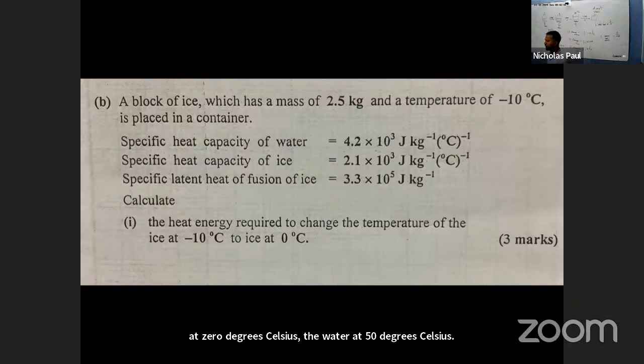I think it was finding the total energy required. Part four, finding the total. So listen again. Part one, we did it already. Part two, find the heat energy required to melt the ice. Part three, find the heat energy required to change the temperature of the melted ice, water at 0 to 50 degrees. And part four, find the total energy required.